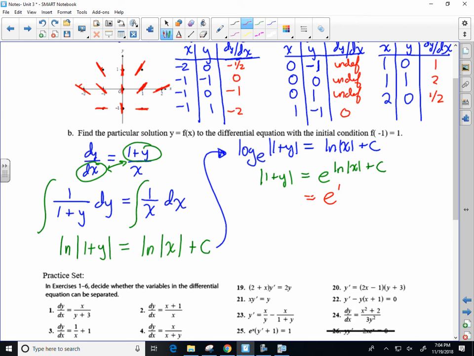So we think of this as e to the ln of x times e to the c. That's an e to the c. And e to the c is what? That's a c, yeah. So c e to the ln of x, absolute. All right, quick question here. What's e to the ln of x? Just an x. So c, the absolute value of x.